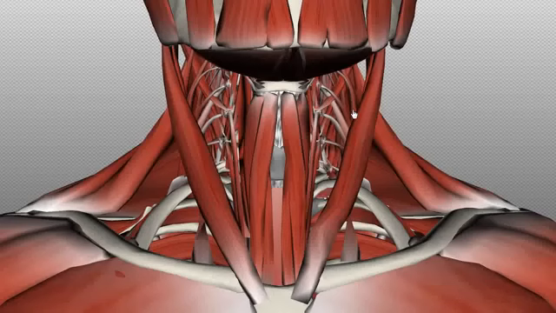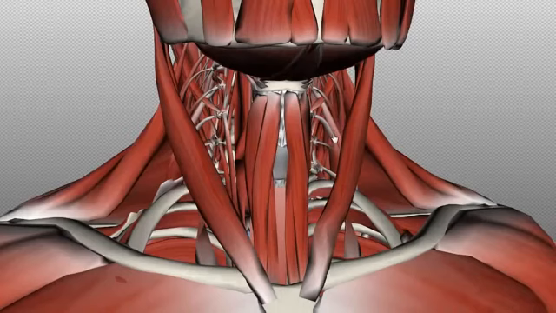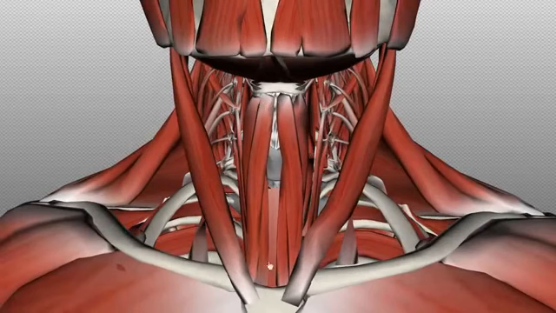So now I'm going to talk about the infrahyoid muscles. They've got the opposite action to the suprahyoid muscles, so they depress the hyoid bone. Again, there are four muscles in the infrahyoid group. The infrahyoid group of muscles are referred to as strap muscles because they look like straps.